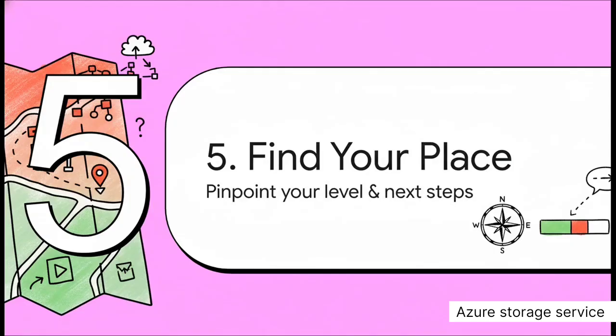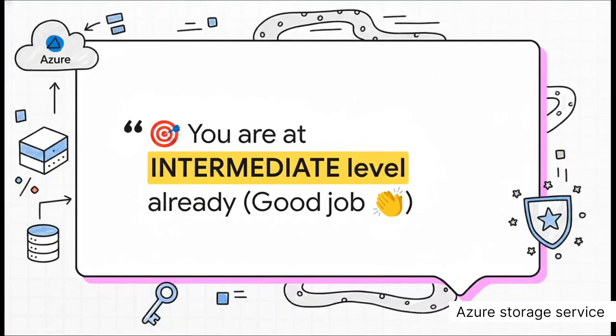Okay, deep breath. We've just traveled across the entire map, from the green basics to the red advanced concepts. So the big question now is, where are you on this map? Let's take a second to pinpoint your current level and figure out what your next steps should be. If you've already written code to upload files, maybe you've generated a SAS URL before, and you're storing the file path somewhere in a database, well, you can officially consider yourself at an intermediate level. That is fantastic progress, so seriously, good job.